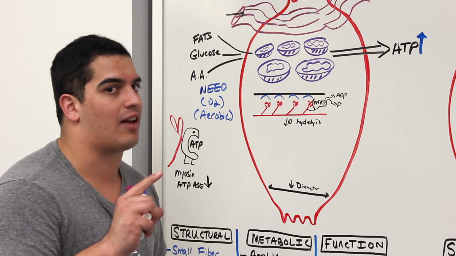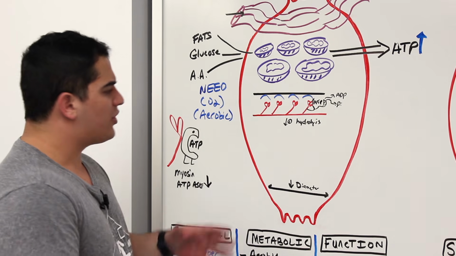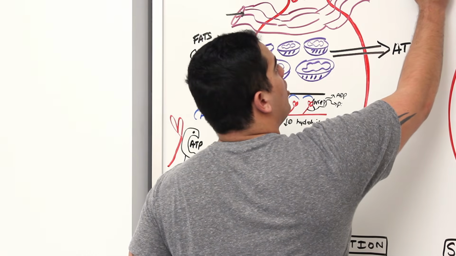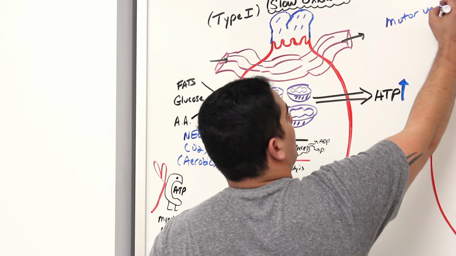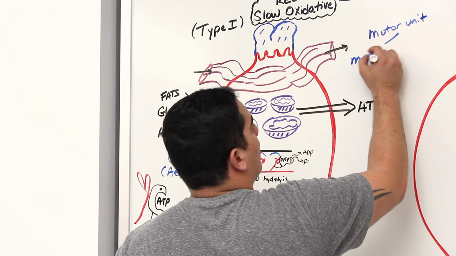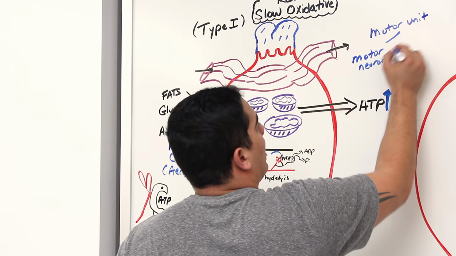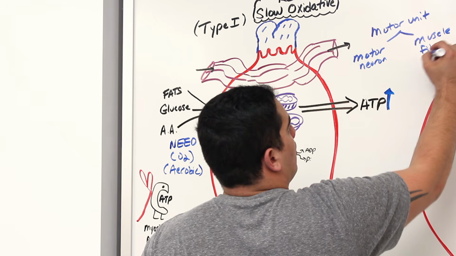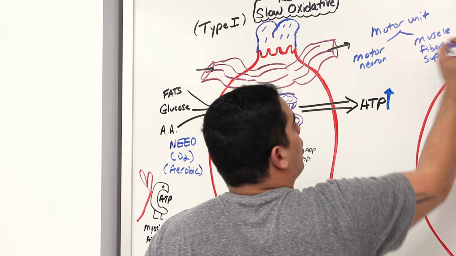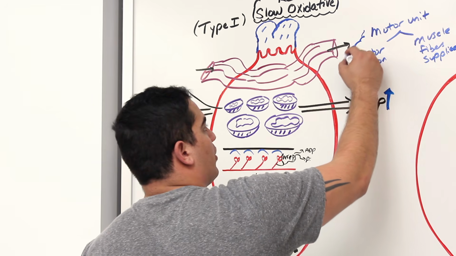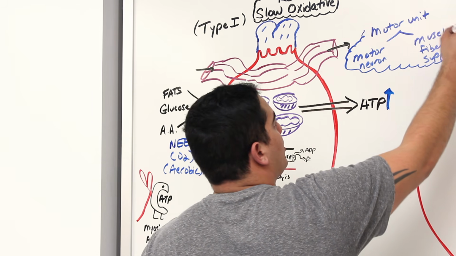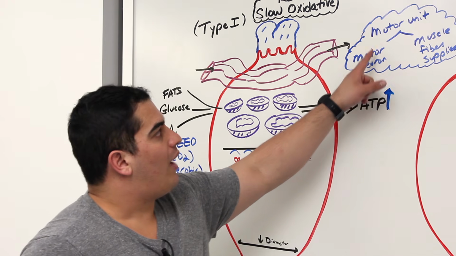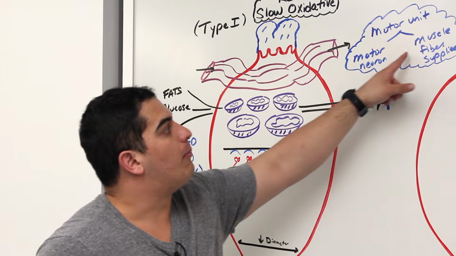So therefore, because it doesn't have a lot of power, there's what's called a motor unit. What is a motor unit? A motor unit is two things. It's a motor neuron and all the muscle fibers it supplies. Now, there's what's called the size principle, the recruitment concept. And recruitment just means if you have a motor unit, if you have more motor units, you can recruit more muscle fibers.